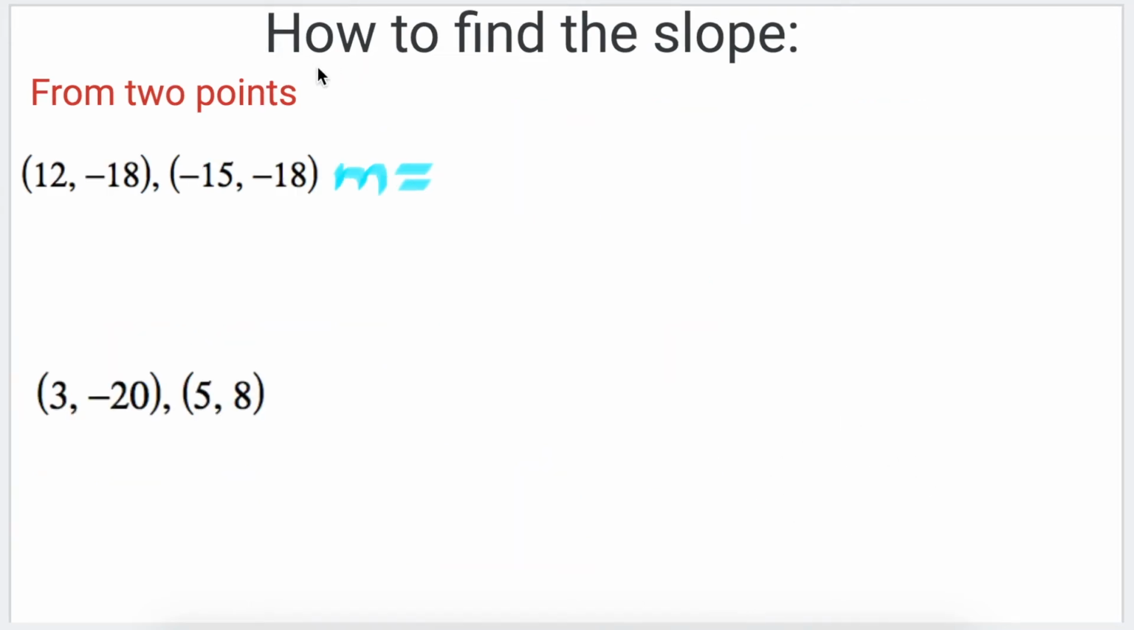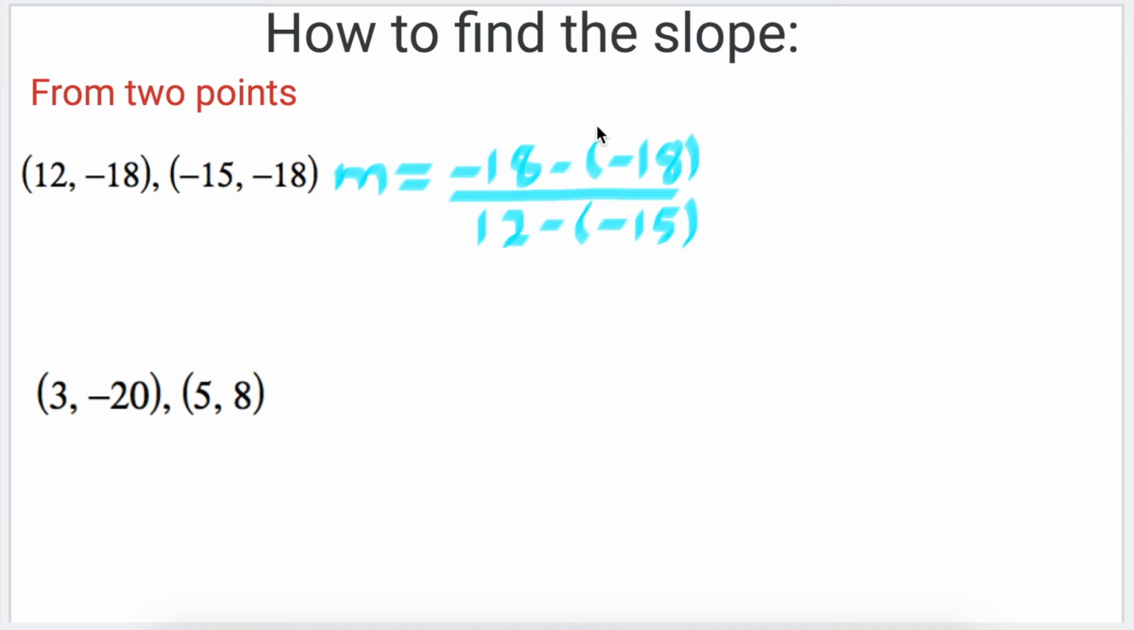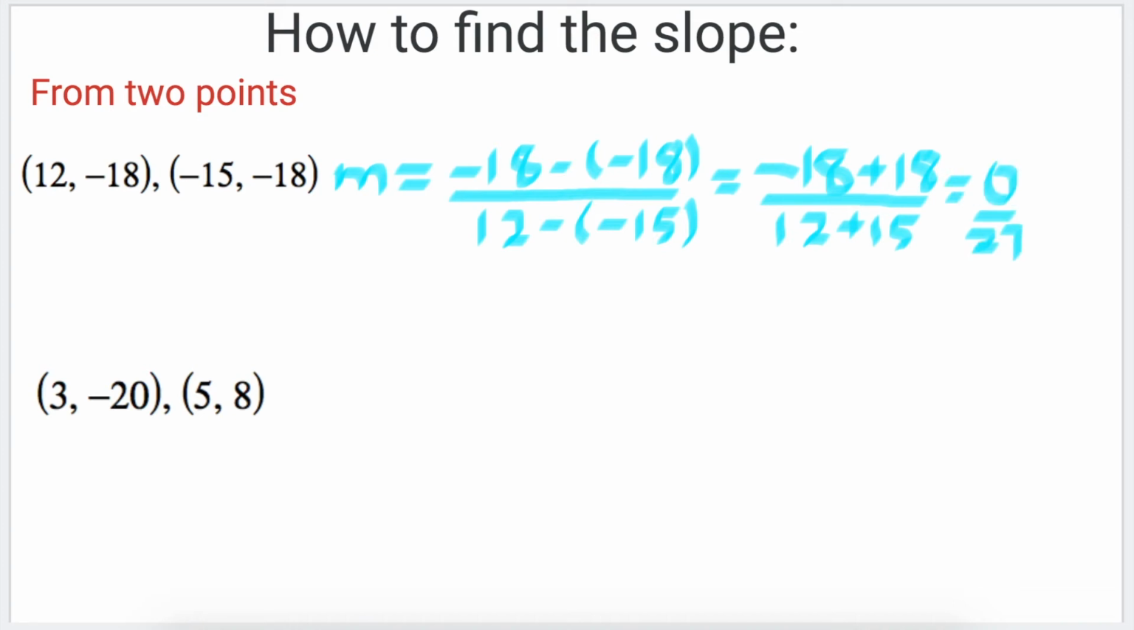In the first example, we're going to use the same formula that we've been using before. So we're going to subtract 18 minus (-18), divide by 12 minus (-15). In both of these calculations, I'm using parentheses so that we don't confuse the negative sign and the minus sign. So in the numerator, when you combine the two negative signs, you're going to have 18 plus 18. And in the denominator, when you combine the two negative signs, you have 12 plus 15. In the numerator, you're going to get 0, and in the denominator, 27. If you divide 0 by 27, that simplifies to 0. The slope of this line that is passing through these 2 points is 0.